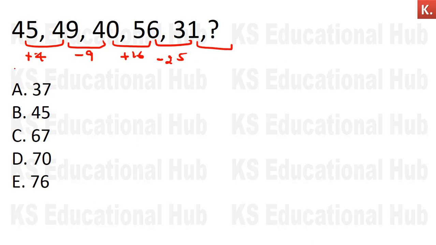The next one has to be, see, 4 is 2 square, 9 is 3 square, 16 is 4 square, 25 is 5 square. The next one is 6 square, that has to be 36. Plus, minus, this one has to be plus. So 1 plus 6 is equal to 7, 3 plus 3 is equal to 6. The answer has to be 67, option C here.